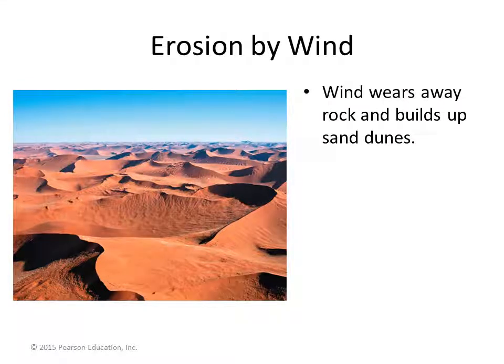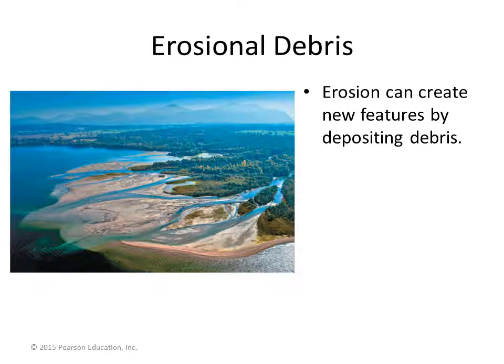And then there's wind erosion. Wind, depending on its speed, can carry different size particles, but it wears away the rock and builds up formations of that sand. We, of course, call them sand dunes. This is an example of what erosion can do. It can create new features by depositing the sediment. In this case, this is a river delta at the end of a river.